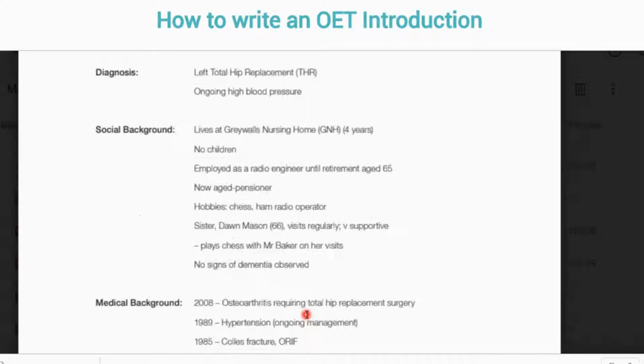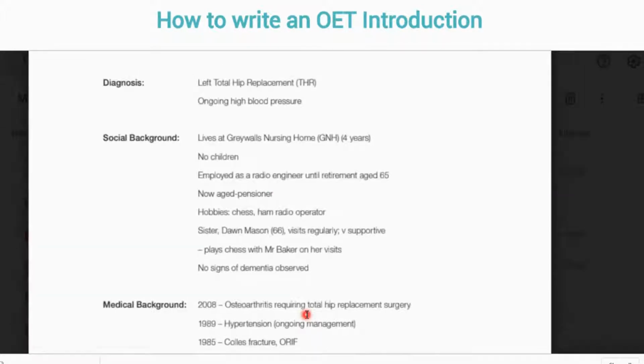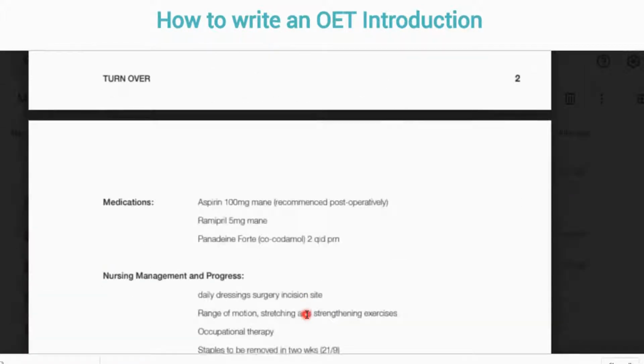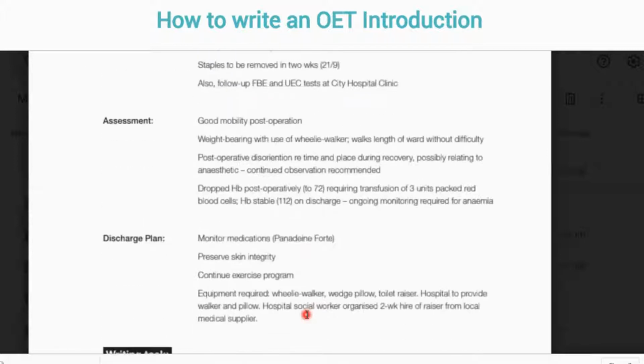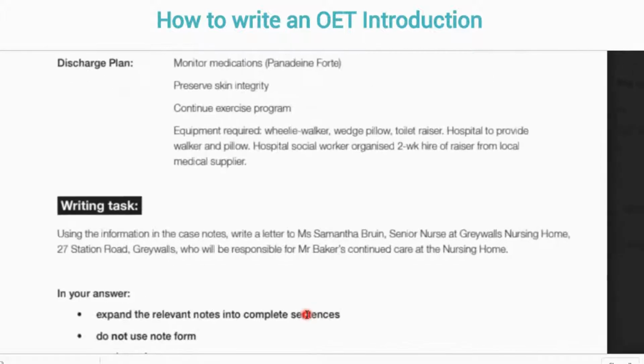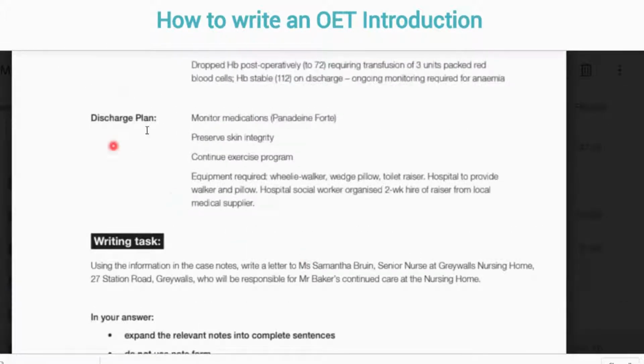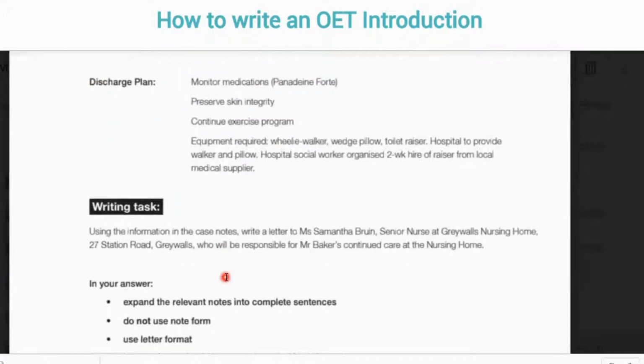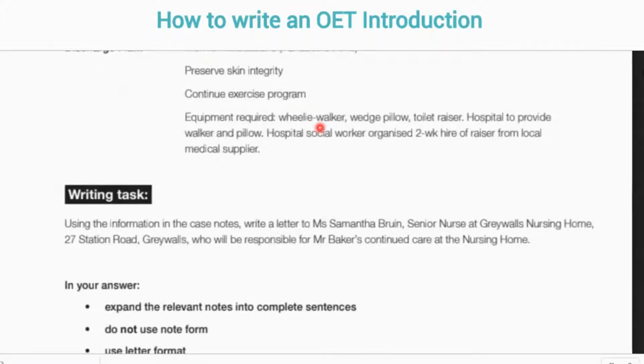Excellent. Okay. Now, what about putting the two things together? So we've got sentence one, but we know sentence two has to be what needs to be done next. He now requires. Is he due to be discharged soon? Let's have a look. Using the information in the case notes, write a letter. Who will be responsible for Mr. Baker's continued care? Is this a discharge letter, Raji? Yes, sir, I think so. Looks like it because there's a discharge plan. So we need to say discharge plan. So what should we say then?